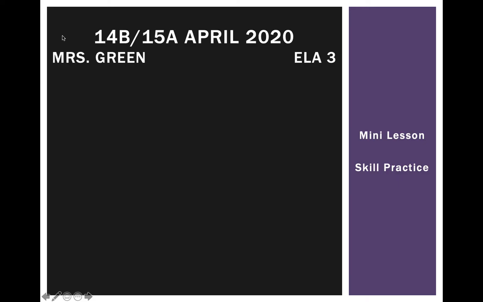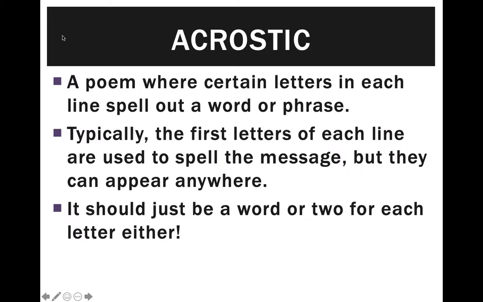Okay. All right. So we're going to look at three different types of poems today. The first one is acrostic. You are probably pretty familiar with this. This is something that they do in a lot of even the elementary buildings. So an acrostic is a poem where certain letters in each line spell out a word or a phrase. Typically, the first letters of each line are used to spell out messages, but they can really appear anywhere. And it should be more than just a word or two for each line.